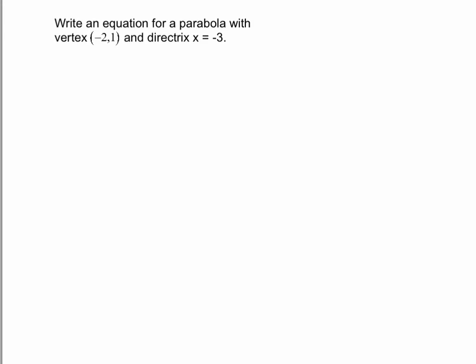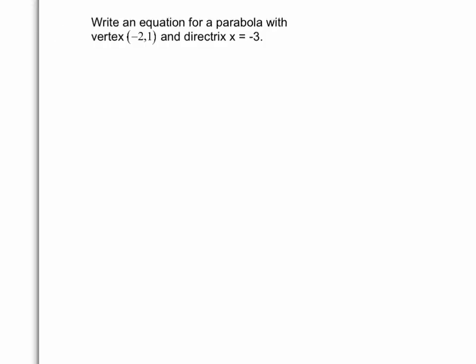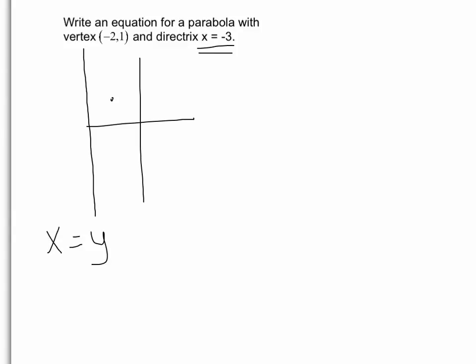Here's another one. Try that. Vertex (-2, 1), directrix x equals -3. Since the directrix is vertical, you know that this is going to be a sideways parabola. The vertex is (-2, 1), so it's here, and the directrix is out here at -3. That means you want to start with x equals a times (y minus k) squared plus h. So try that and see if you come up with the same answer.